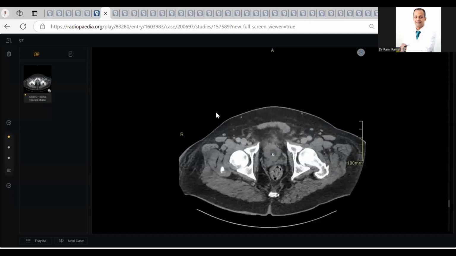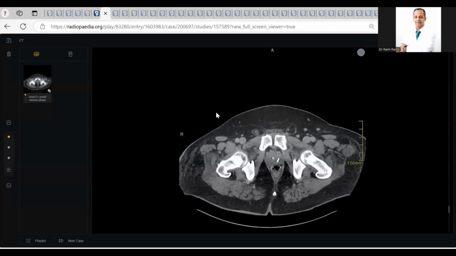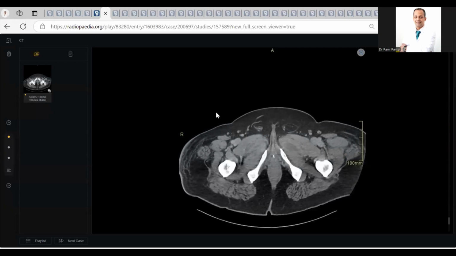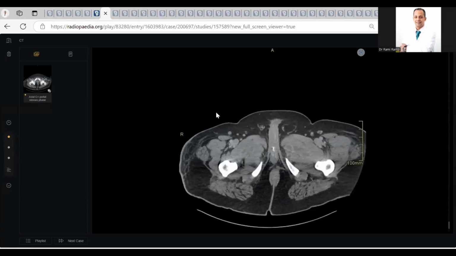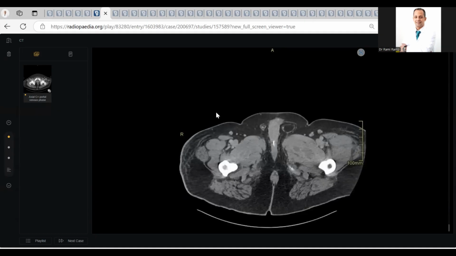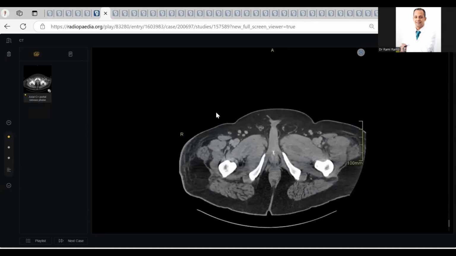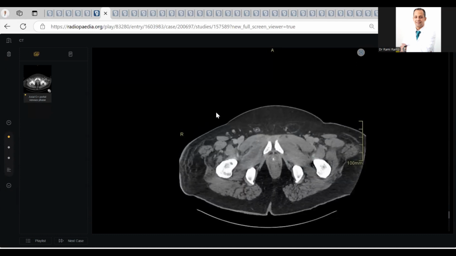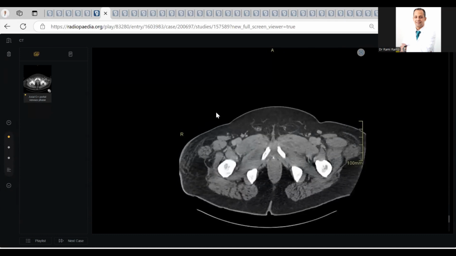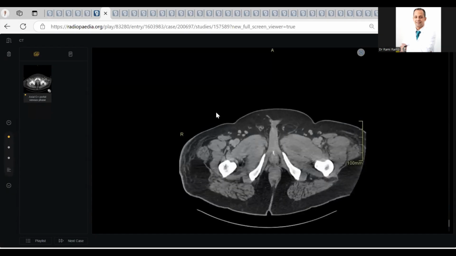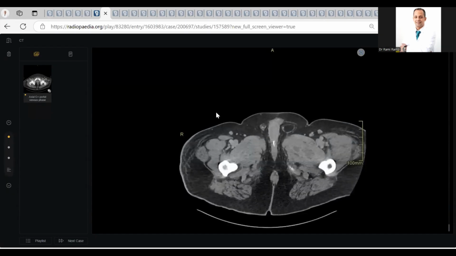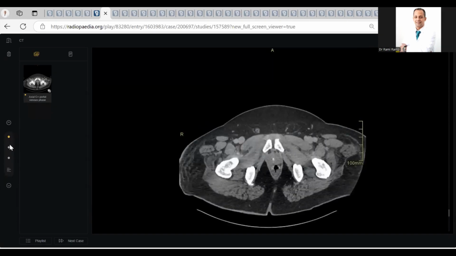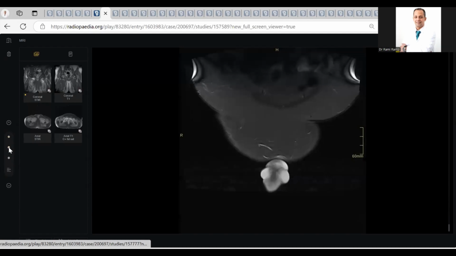Can you please scroll downward? I could appreciate a left-sided fat-containing inguinal hernia. The bilateral adductor muscles are swollen and have edema signal within them. Excellent. I'm thinking of some myositis or any infection. Excellent. What will you do next? I would like to do MR of the pelvis.